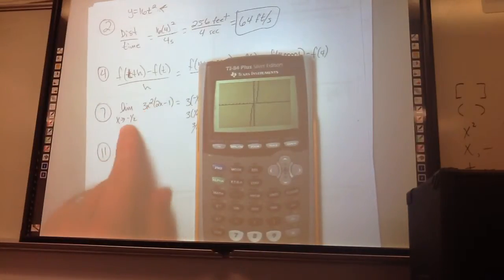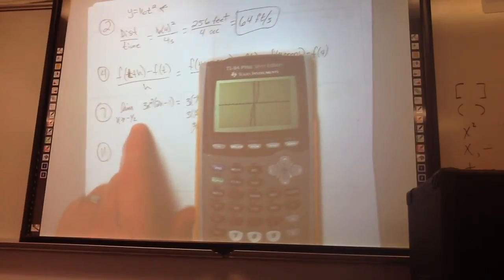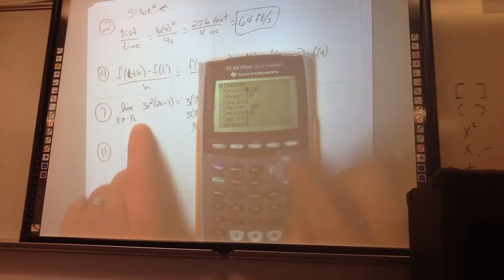Okay. What this says is find the value of the function as x gets really, really close to negative 1/2. Let's see. So on the graph, negative 1/2 is like in here. I could change my window to make it look better. I'll just look between negative 1 and 0.